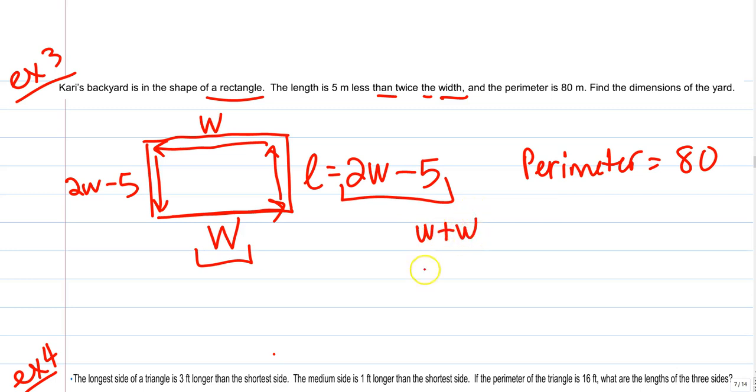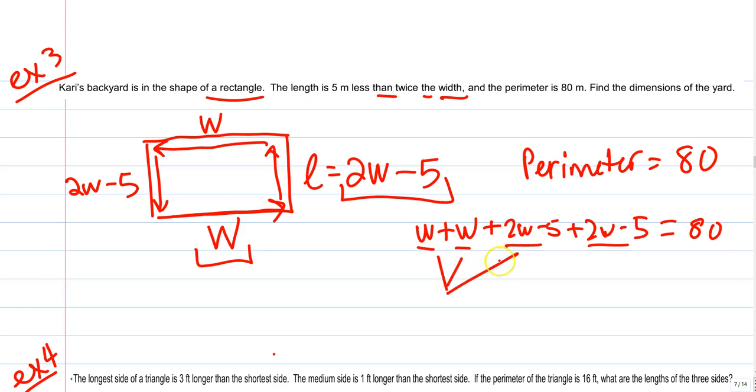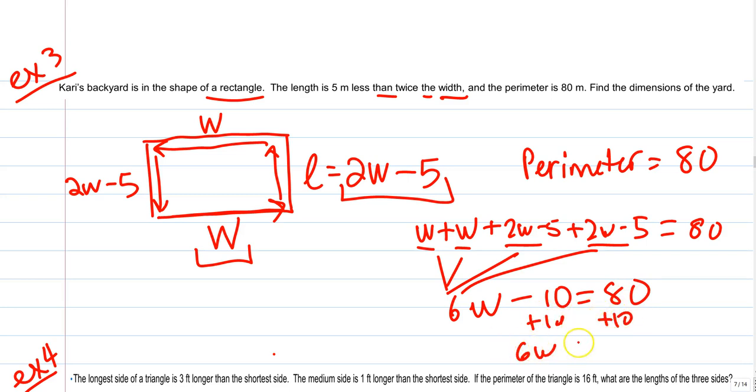So we can add all that up. W plus 2W minus 5 plus W plus 2W minus 5. So that would be all 4 sections of the wall, and they should add to 80. My like terms, if I add all the W's, 6W, minus 5 is minus 10. If I add the 10, 6W equals 90. Dividing by the 6, the width is 15.